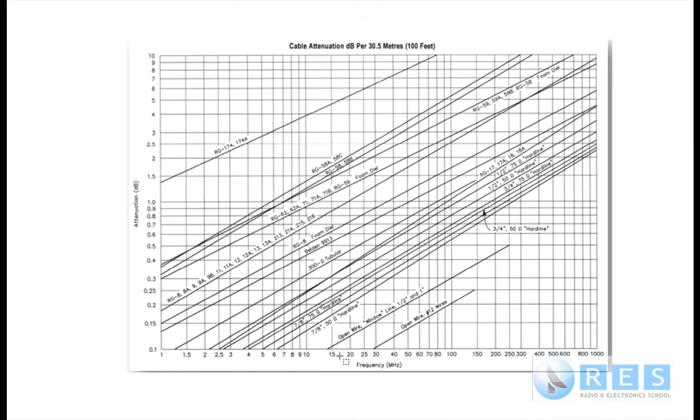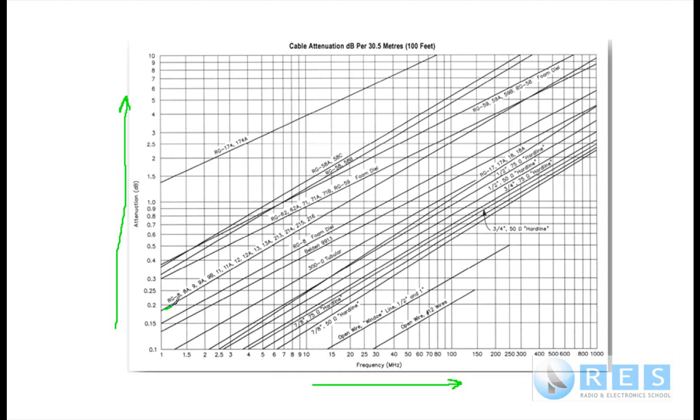The other thing you need to know about transmission line is that the losses not only increase with increasing standing waves, but they also increase with frequency. On this chart, we have frequency on the x-axis increasing towards the right, and we have attenuation on the y-axis in decibels increasing upwards. Have a look at some common cables.